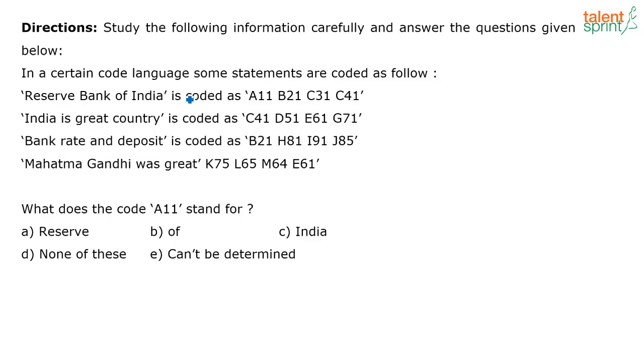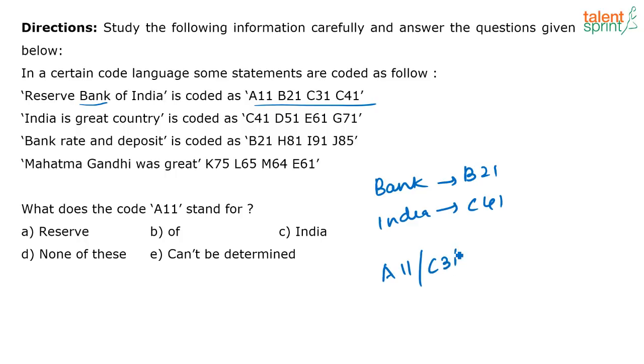See, you have Reserve Bank of India. That is where this code A11 is coming. Now, bank you know is B21. India you know is C41. Again you have off and reserve. That is not there anywhere else. So this A11 and C31, that is either reserve or off. I am not sure which is that. With the given information I cannot find that answer. So the correct answer is option E, cannot be determined.